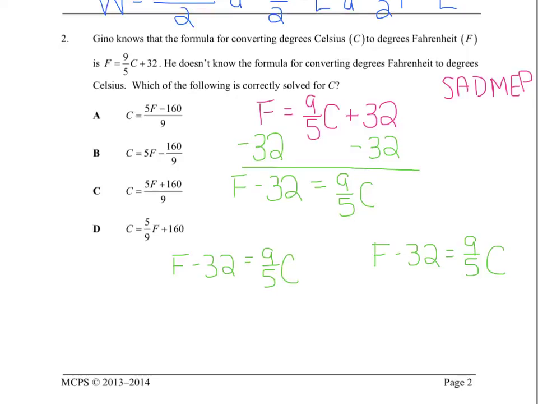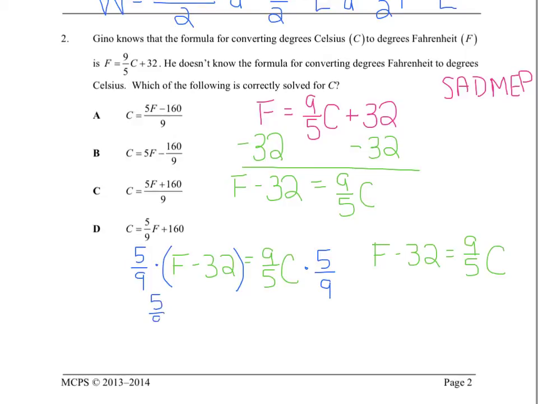The first way is to get rid of the 9/5 by multiplying by the reciprocal, or the multiplicative inverse. So I'm going to multiply both sides by 5/9. But I have to remember that I'm going to multiply this whole side by 5/9, which is why I put parentheses.